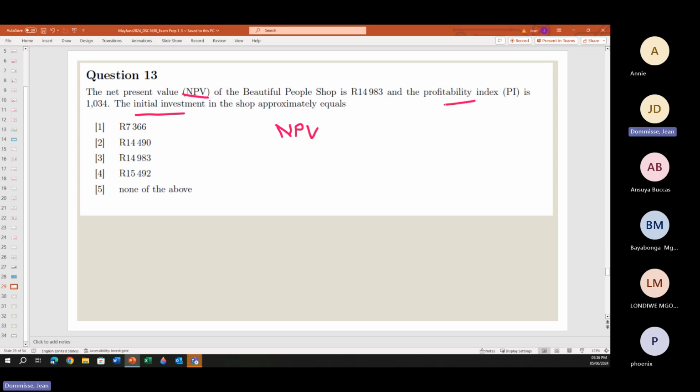From a profitability index, the profitability index is equal to your net present value plus your original investment, and you divide that by your original investment, or your initial investment. So that is what we are after.